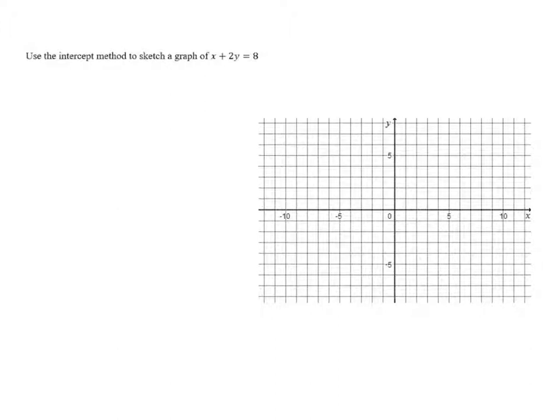So we want a shorter, easier way to sketch the graph of a line. And the second method that we're going to talk about is the intercept method. With the intercept method, instead of finding several points, we're only going to find 2 points, and we're specifically going to focus on the x and y intercepts.